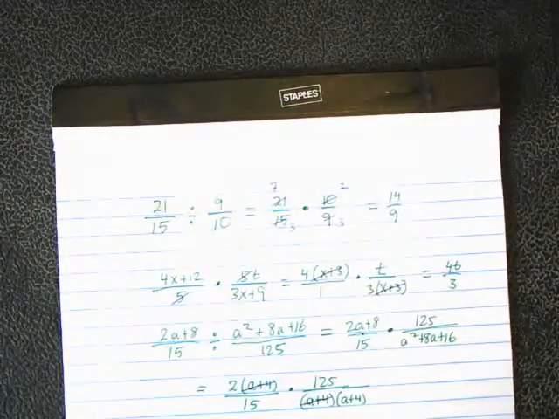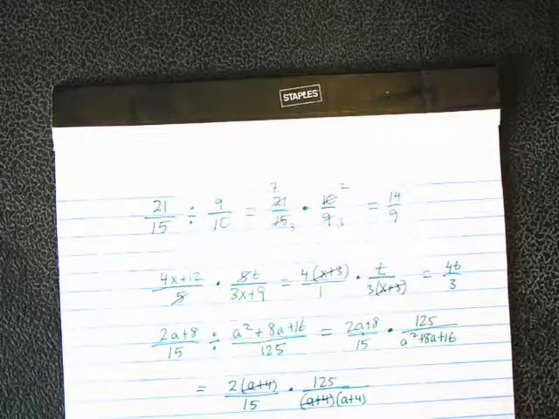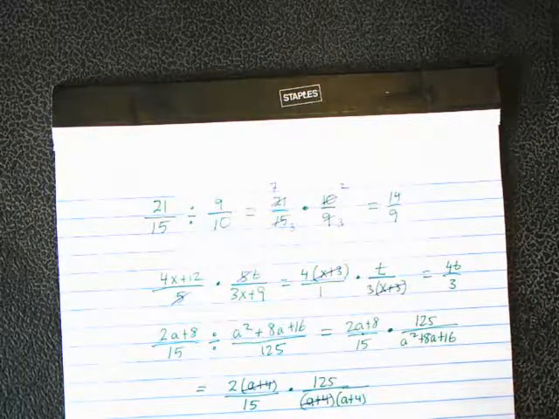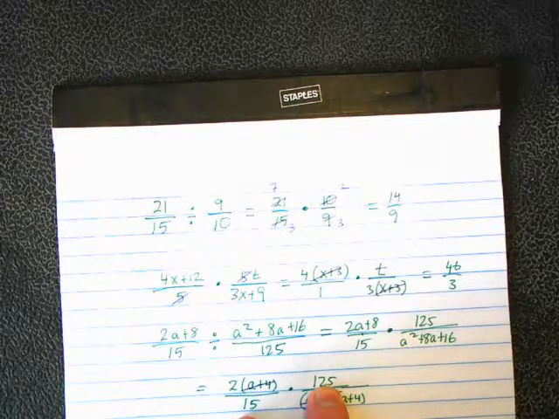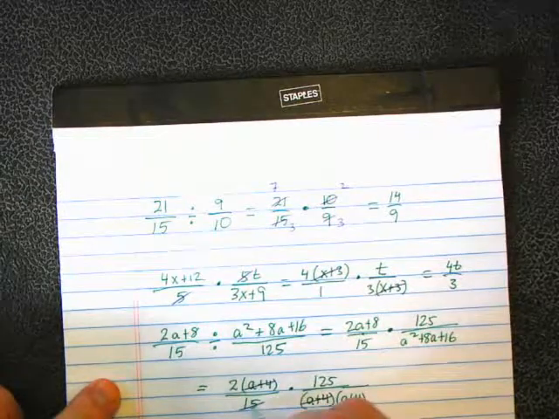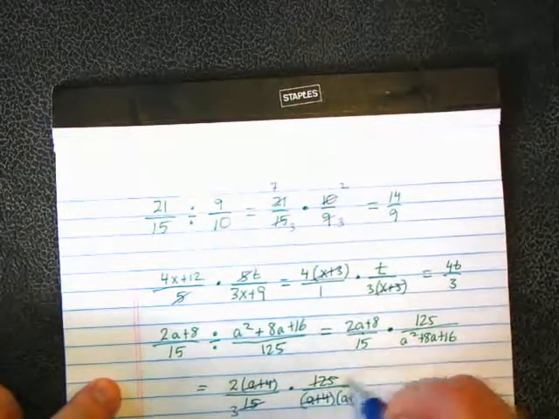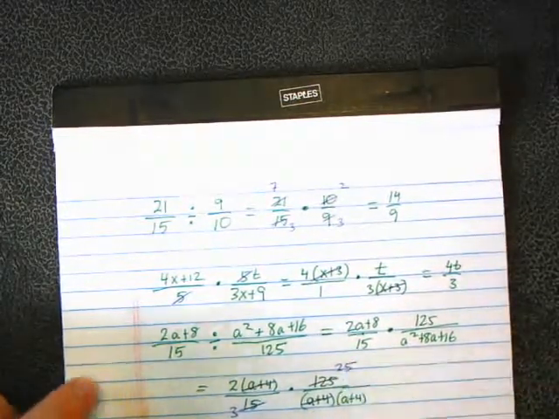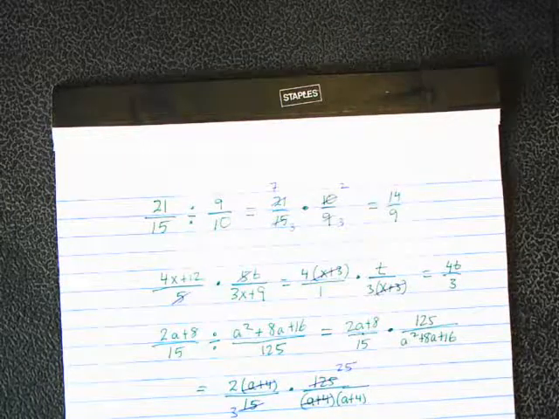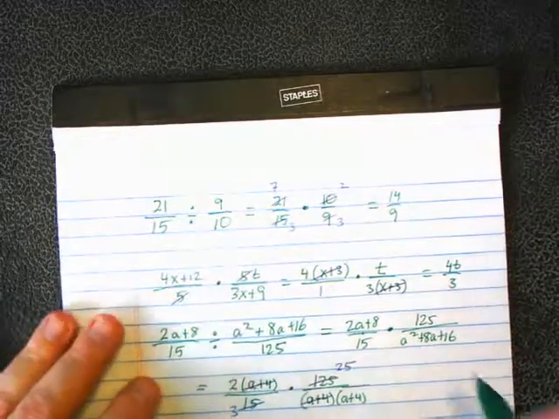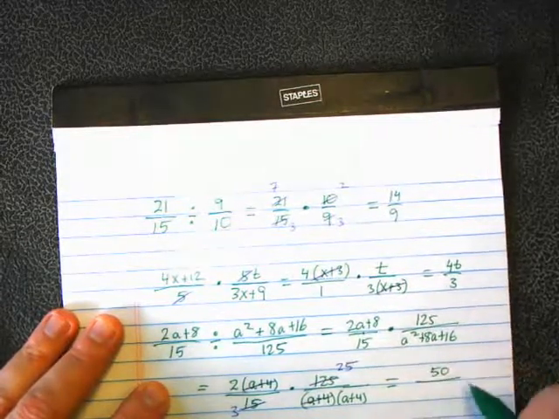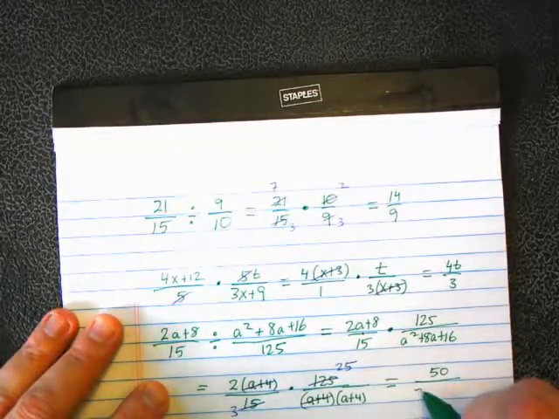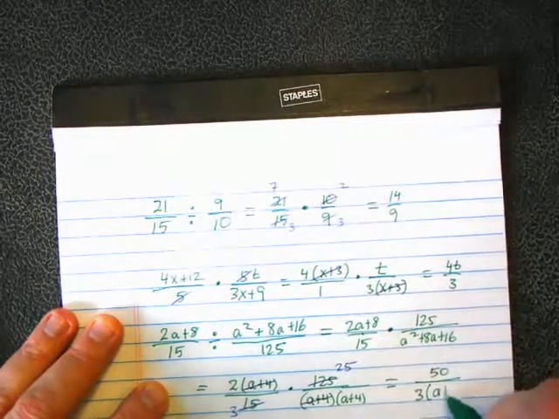A plus 4 reduces with an a plus 4. Anything else? 15 and 125 can both be divided by 5. So 15 divided by 5 is a 3. 125 divided by 5 is 25. Looks like our final answer is 50 over 3. I would leave it in factored form.